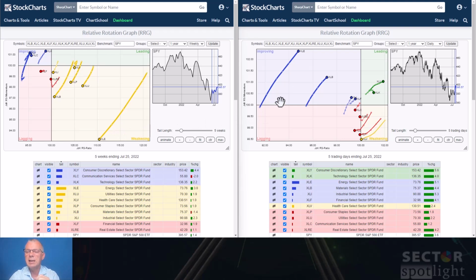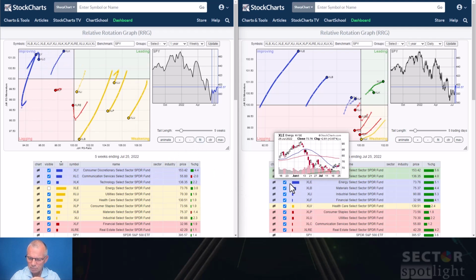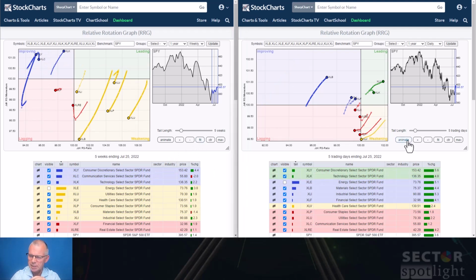If you look at the daily tail, then you can see that it is now rapidly traveling through the improving quadrant at a strong RRG heading, moving towards leading. And I'm going to bring in the price chart in a minute, but I think that the energy sector may have made its low and is starting a new relative and price up leg. So we're going to look at the chart in a minute. For now, I'm going to switch that tail off to give the other ones more space.